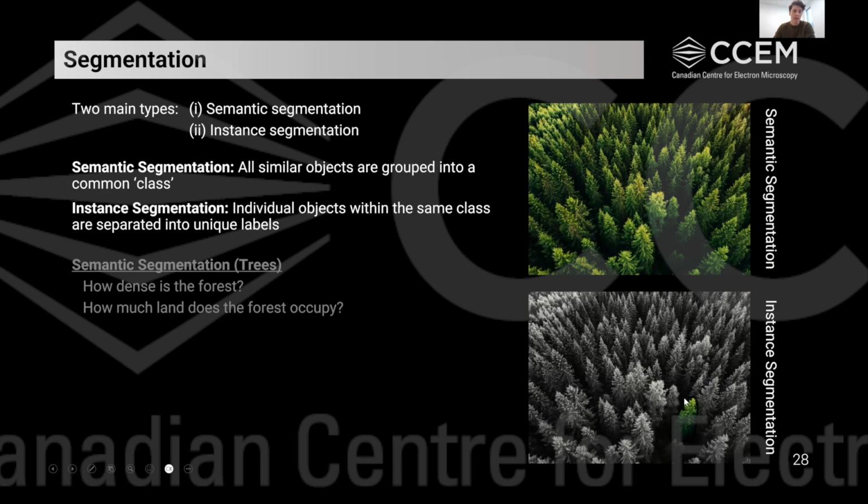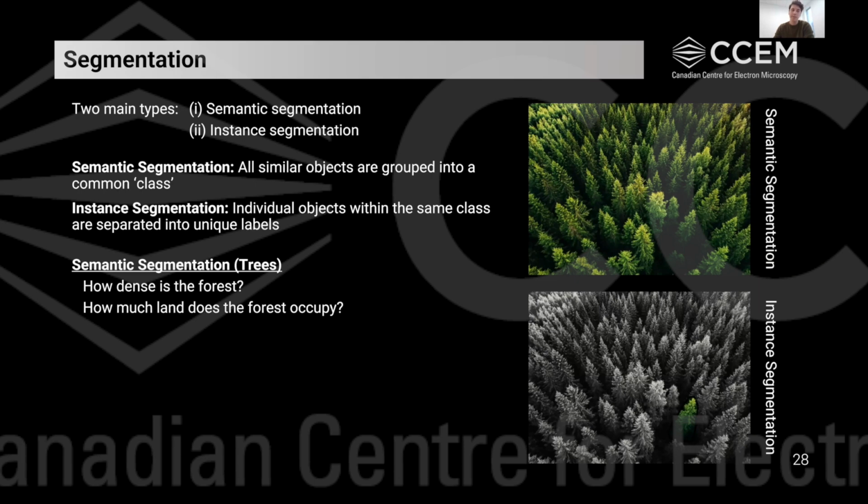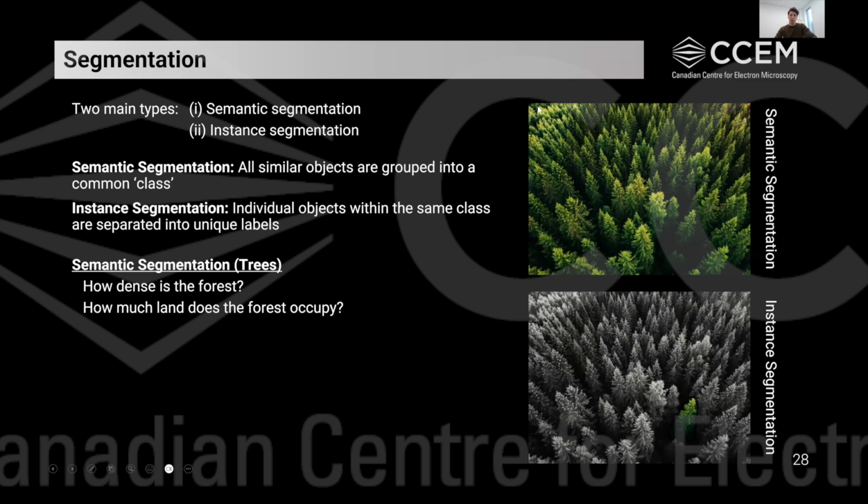And so if we're looking at the semantic segmentation, trees, we can answer numerical questions and quantitate our data set. So we can ask questions like, how dense is the forest? So if we want porosity measurements, maybe the semantic segmentation is sufficient. How much land does the forest occupy? Again, that's something we can do by grouping all objects into the same class.